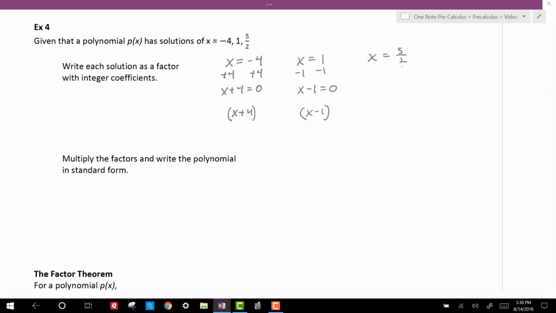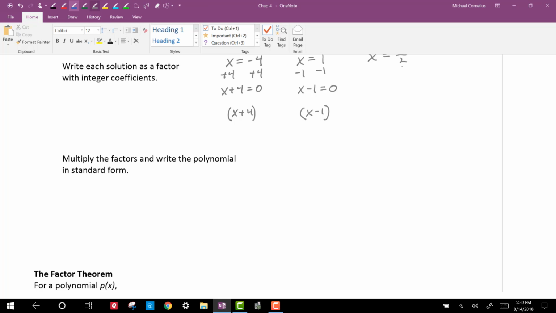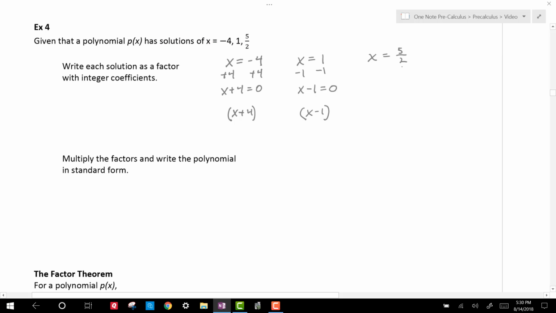And the only way to do that is to multiply it by the denominator. So I'm going to take this right here, wrap it up, and multiply it by 2 over 1. That's going to give me 2x equals 5. And now I'll subtract the 5 on both sides, and I get 2x minus 5 equal to 0. So my last factor is 2x minus 5.